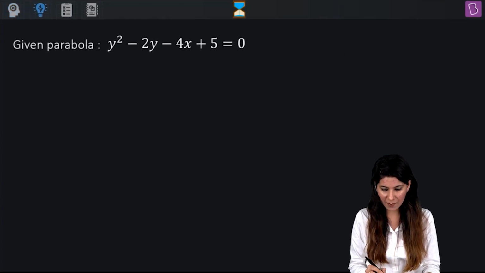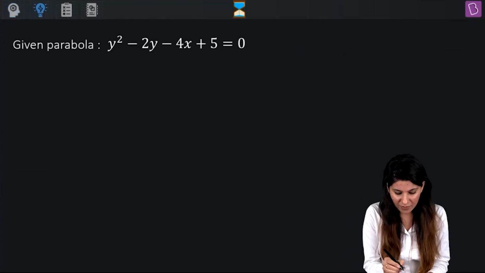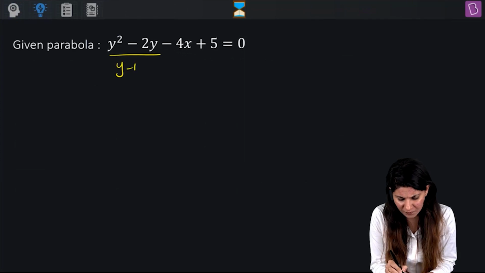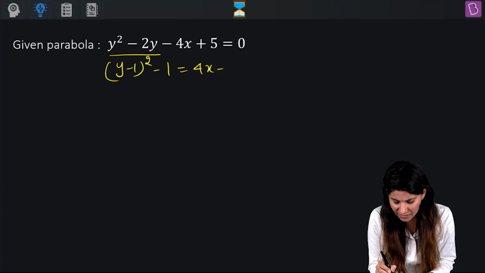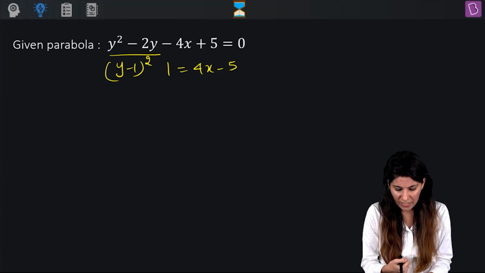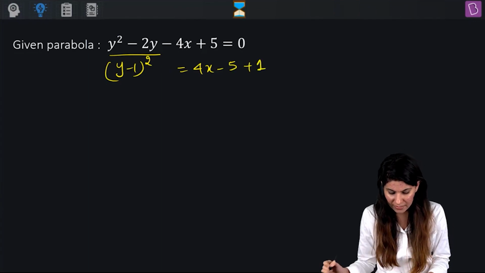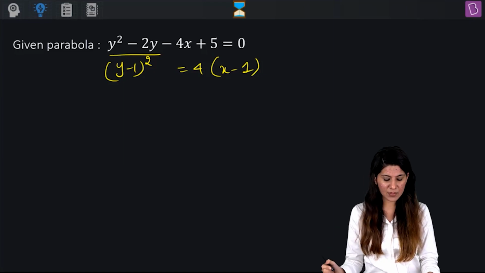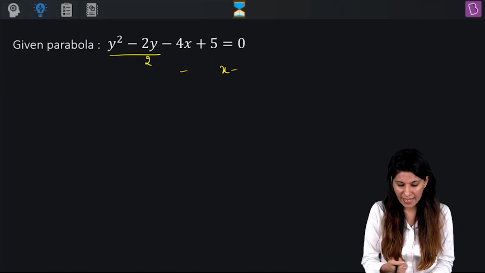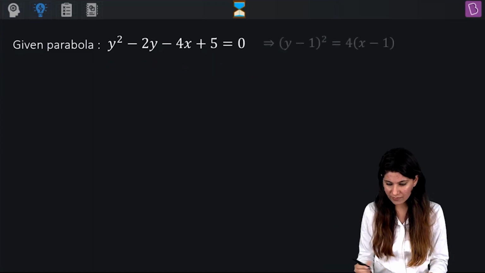Let's begin. This is the parabola, and if I make a perfect square out of it, I'll get y minus 1 whole square minus 1 equals 4x minus 5. Okay, plus 1 on the right hand side. So 4 times x minus 1 on the right hand side. y minus 1 whole square is equal to 4 times x minus 1. So your parabola will look like this.